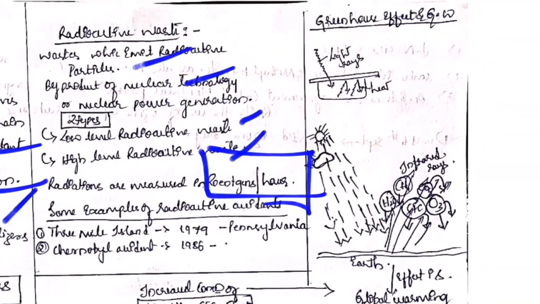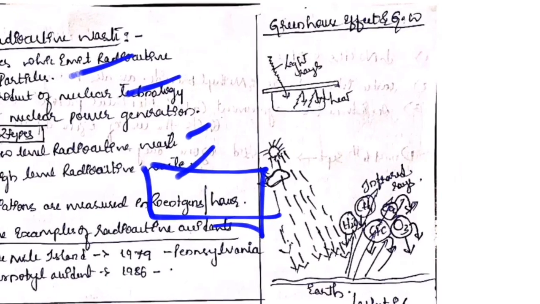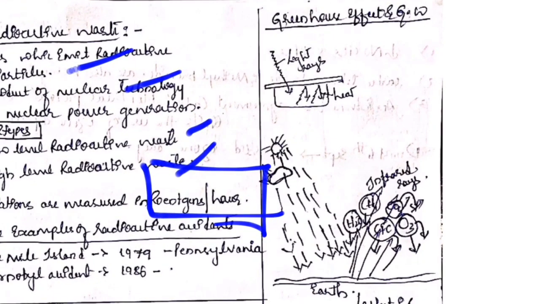Next we shall go with greenhouse effect and global warming. The greenhouse effect is a natural process which keeps the temperature of the earth at normal. If this greenhouse effect doesn't take place, then the temperature of the earth may fall to an ultra low level. So in order to combat this, the earth has its own measure to bring the temperature of the earth to normal, which is known as the greenhouse effect.